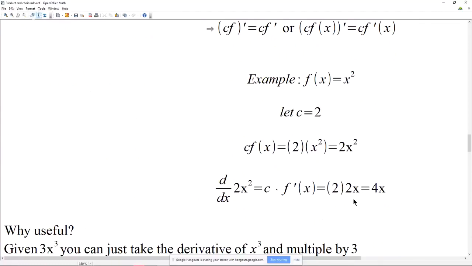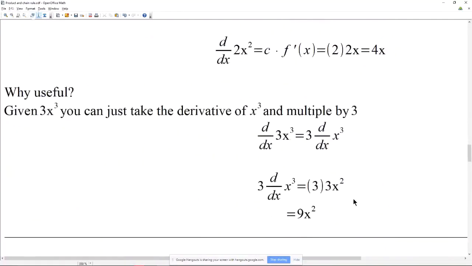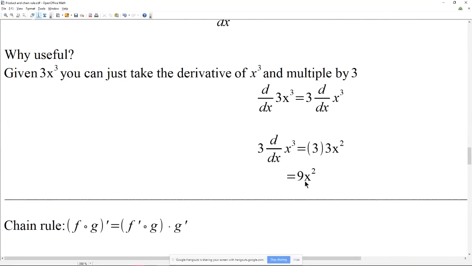Let me ask you, why do you think that's useful? It's useful because you can pull things out. If somebody gives me d over dx of 3x cubed, I know that taking the derivative using the product rule, I'm going to be left with 9x squared. I could do that in my head as well. I could do the same thing by just taking the 3 out, drawing it across the d over dx, and I'm left with 3 times d over dx of x cubed. What's the derivative of x cubed? 3x squared. And what's 3x squared times 3? 9x squared. Either way I do it, I get the same answer.